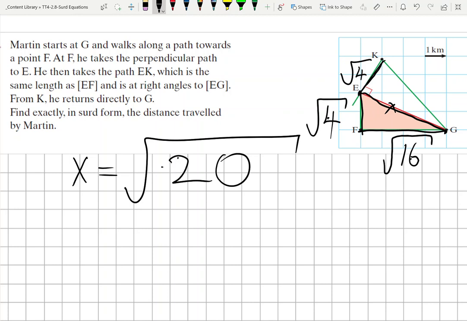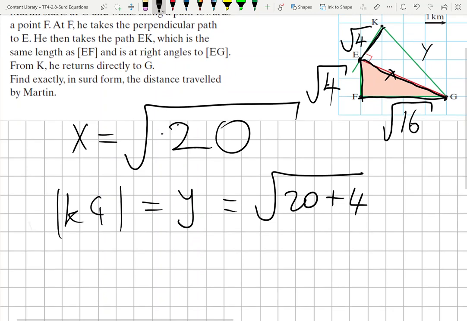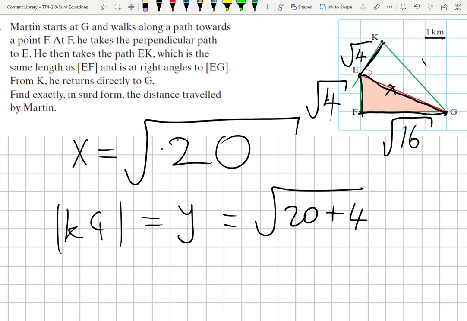So the length, I can call it y for a second. I could call it kg. I could call it y is equal to the square root of 20 plus 4, which is 24. Okay, now we've closed the circle, the polygon. 1, 2, 3, 4. It's a quadrilateral, it's an irregular quadrilateral. And this is root 24.